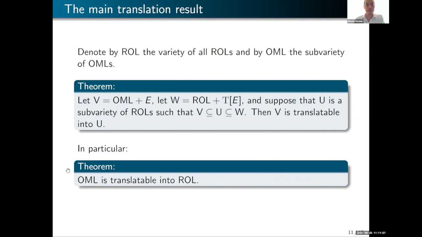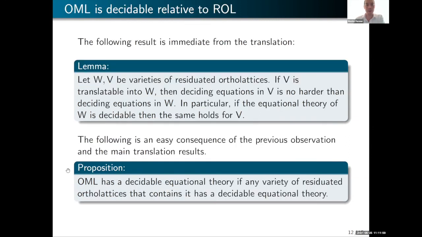For example, there's the following result about decidability, which I think supports the general project of considering residuated ortholattices as an environment for reasoning about OMLs. Stated specifically, it says that if we take W and V to be varieties of residuated ortholattices, and V is translatable into W, then deciding equations in V is no harder than deciding equations in W. In particular, if the equational theory of W is decidable, then the same holds for the equational theory of V.